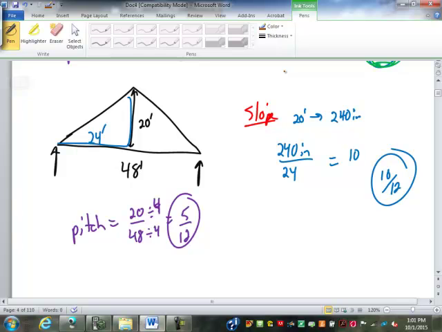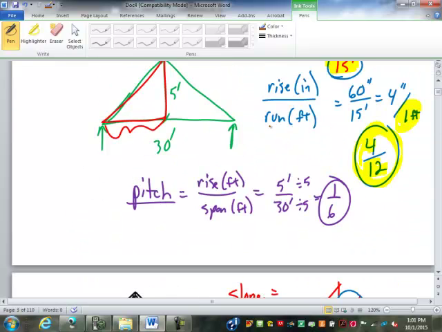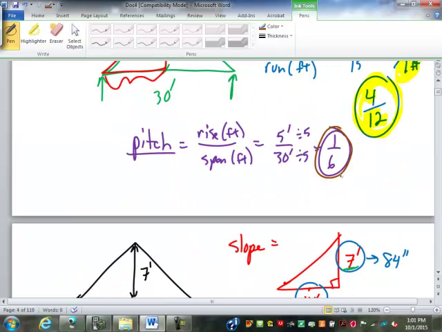If I have the pitch and I want the slope, I'm going to take the pitch, in this case a 1/6 pitch, and multiply by 24. What is 1/6 times 24? It is 4. So that means this is a 4/12 slope.